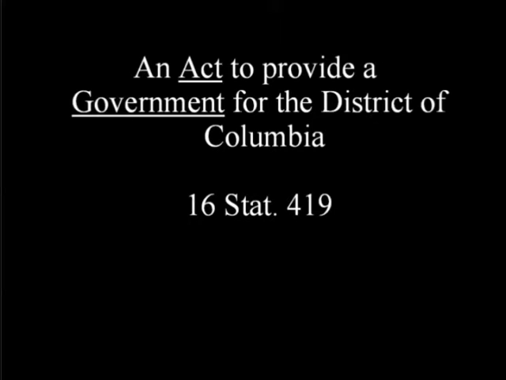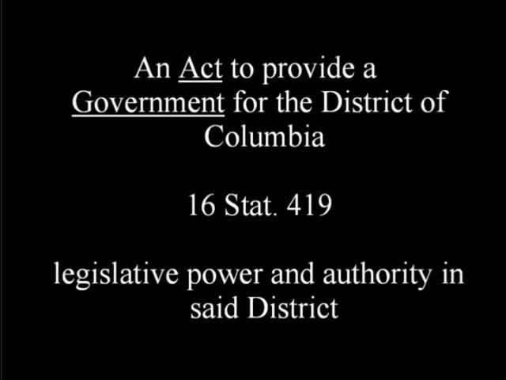On February 21, 1871, the original government passed an act to provide a government for the District of Columbia. Section 5 of that act gave the government of the District of Columbia legislative power and authority in said district. Not of the district, but in it.